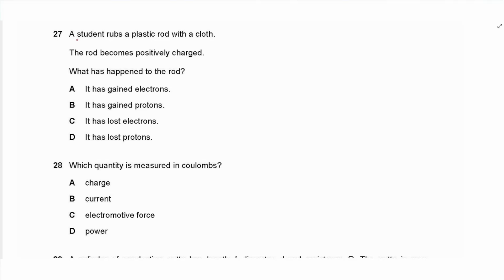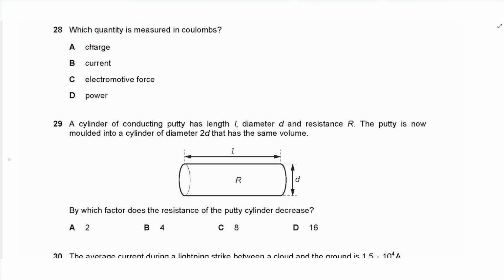Question 27 says, a student rubs a plastic rod with a cloth. The rod becomes positively charged. What has happened to the rod? Protons do not move between objects, so we either gain electrons or lose electrons. To become positive, we must lose electrons, so we choose C. Question 28 says, which quantity is measured in coulombs? That would be charge, so the answer is A.